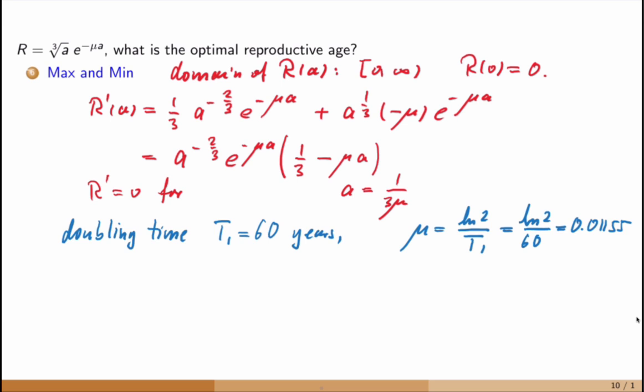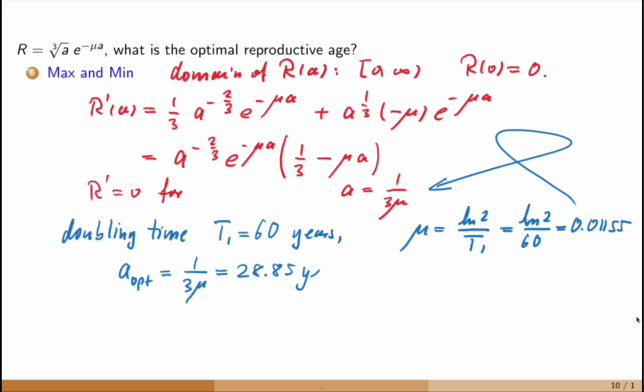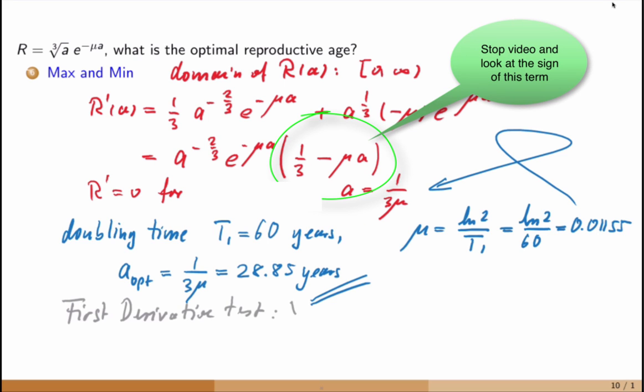Great. Now we can take this value and sub it in here and get our optimal age. So let's do that. We find A opt is equal to 1/(3 mu). Subbing in the numbers, I get 28.85 years. So this seems to be the optimal age of reproduction. Finally, we need to use the first derivative test to really ensure that this is an optimum. So let's write this down. First derivative test says yes, this is maximal.